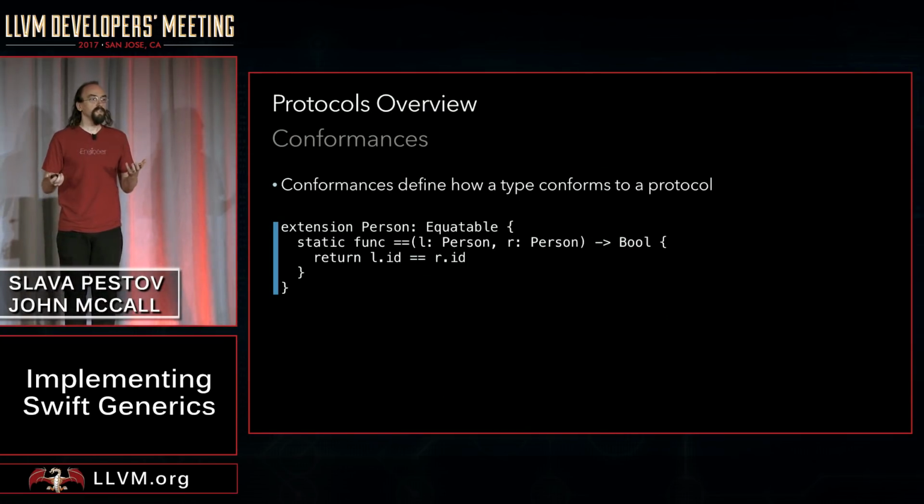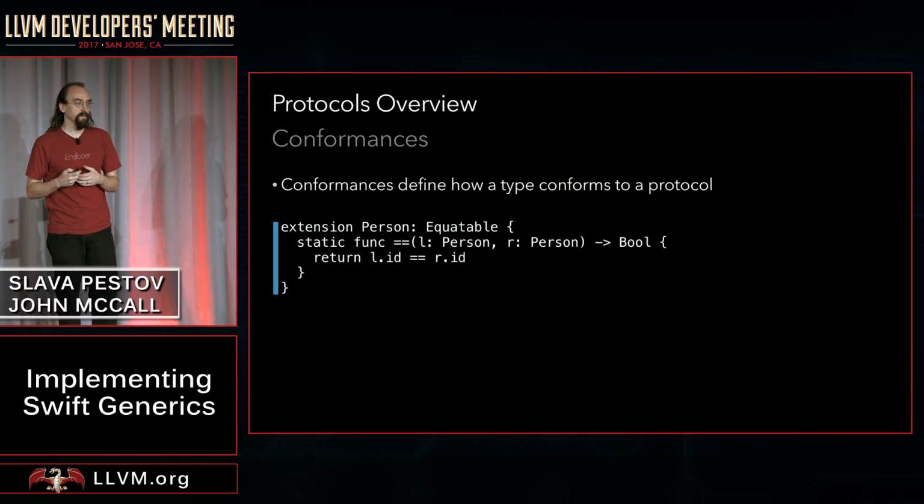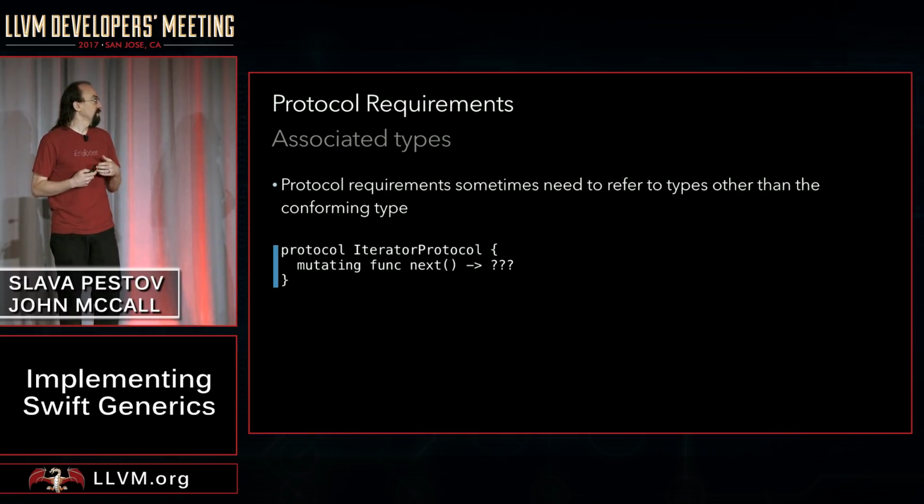So what are all the different things that we can express in a protocol? Well, we've seen function requirements. The next one I want to talk about is that sometimes when you have a function requirement like this, it needs to be defined in terms of some type other than just the type that conforms to the protocol. For example, if I want to have an iterator protocol that I can use on types that can be used to iterate over collections, I want to give it this next method that I can use to pull out the elements of the collection one by one.